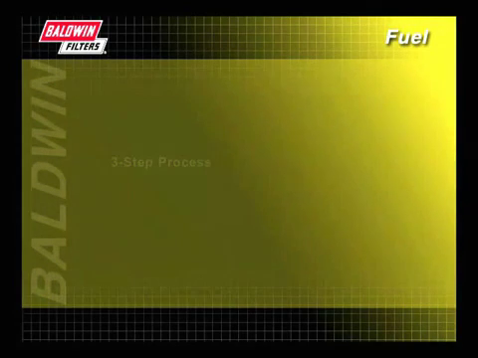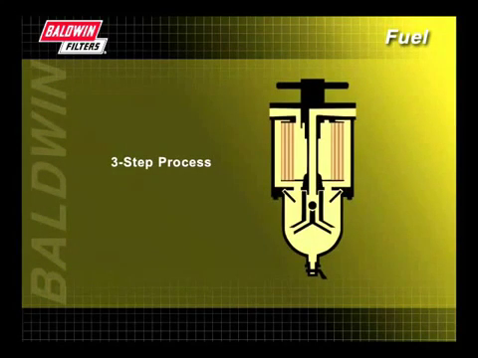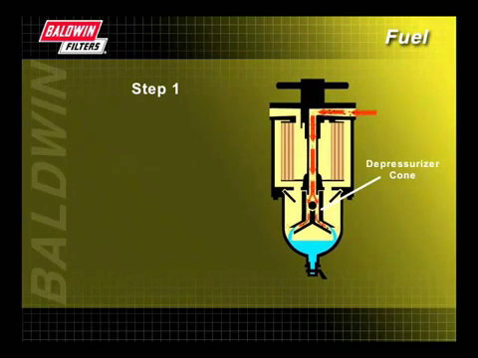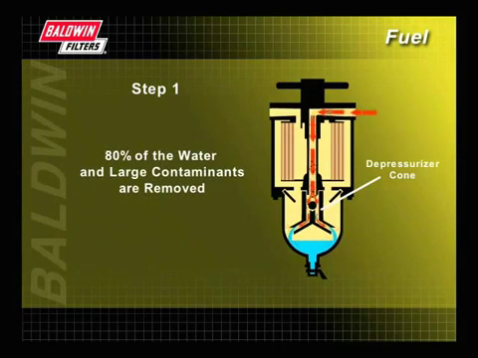The Baldwin-Dahl fuel-water separators offer an additional line of defense for applications where significant amounts of water need to be removed. These units use a three-step process to remove water and contaminants. When the fuel flows into the Dahl unit, it is spread out by a depressurizer cone. As the fuel leaves the cone, approximately 80% of the water and large contaminants are removed.